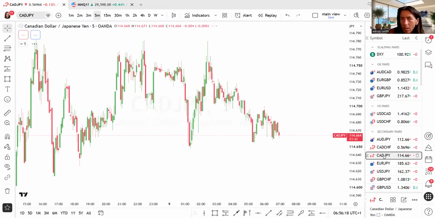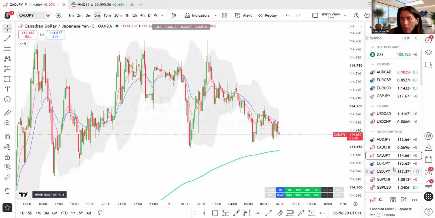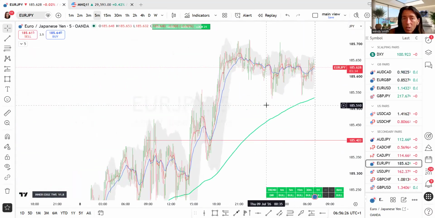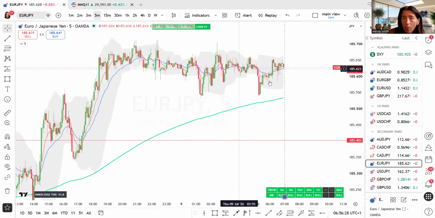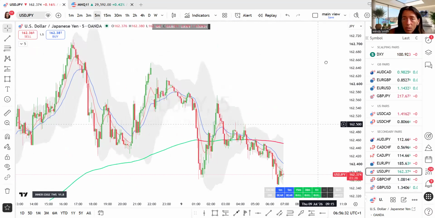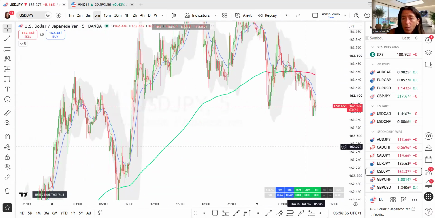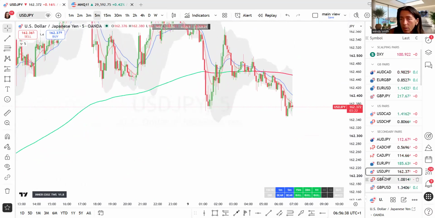We've already looked at AJ. CAD JPY doing the same thing. The Euro JPY, same thing. Look at all this consolidation. And all this means consolidation is good. We like it because price always moves out of it. It doesn't stay in it forever. USD JPY, same thing, out of alignment. So set yourself up for that.